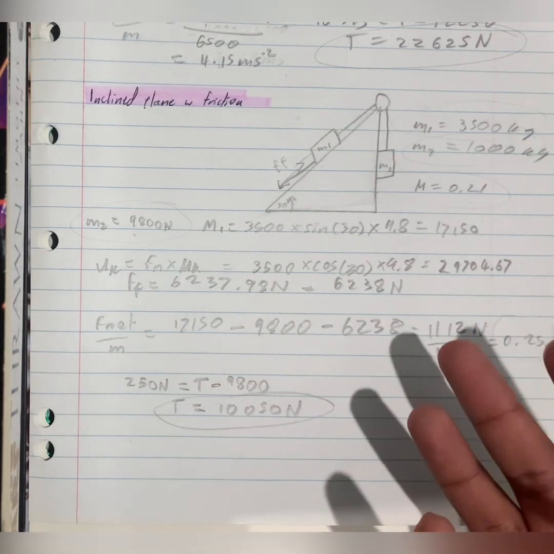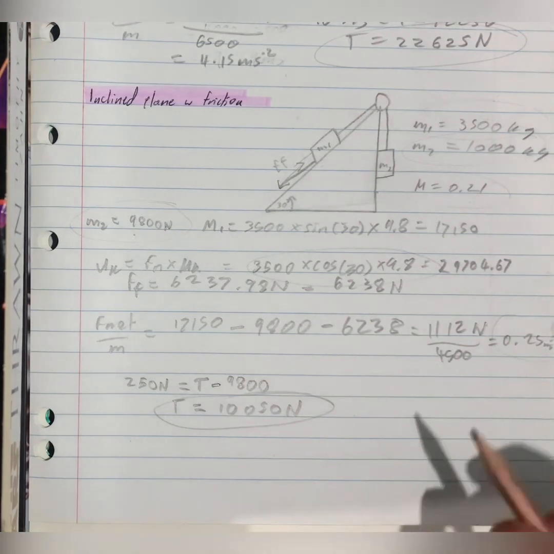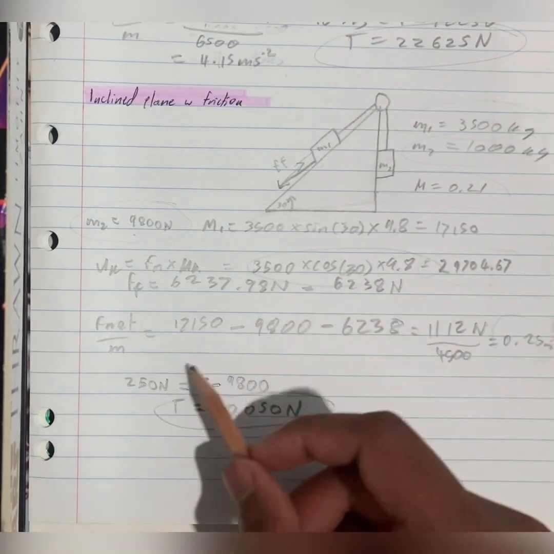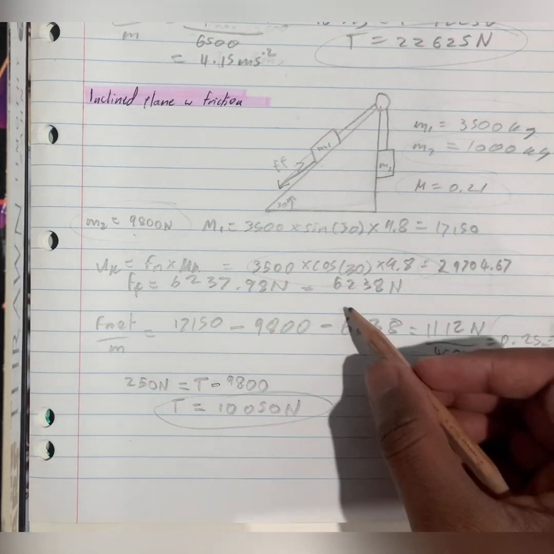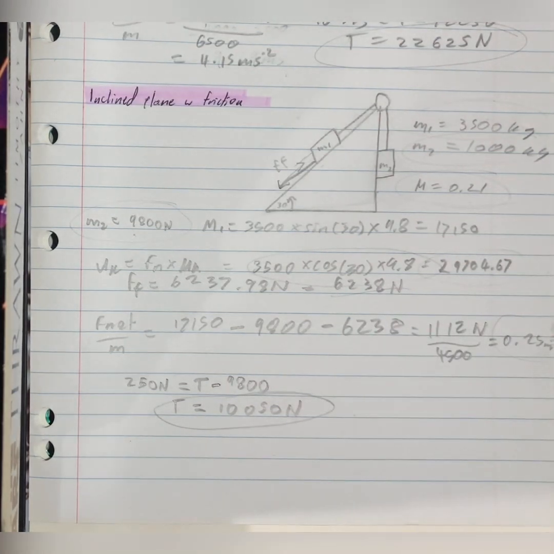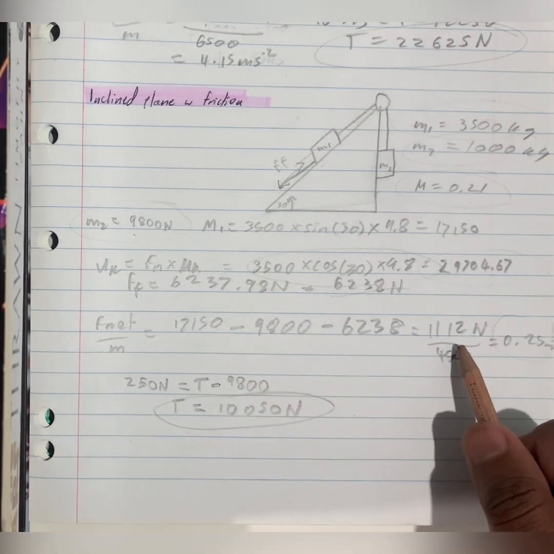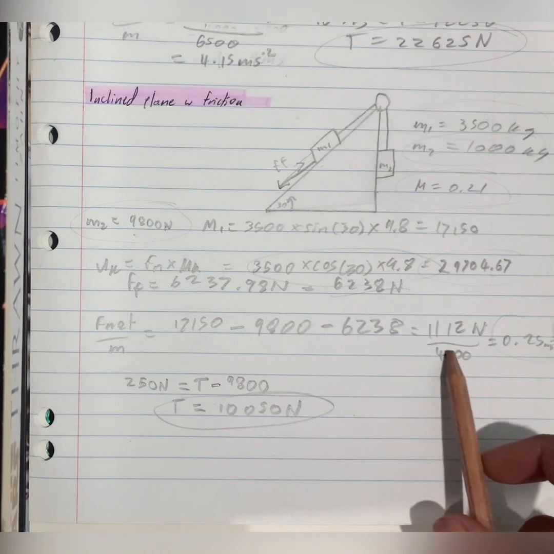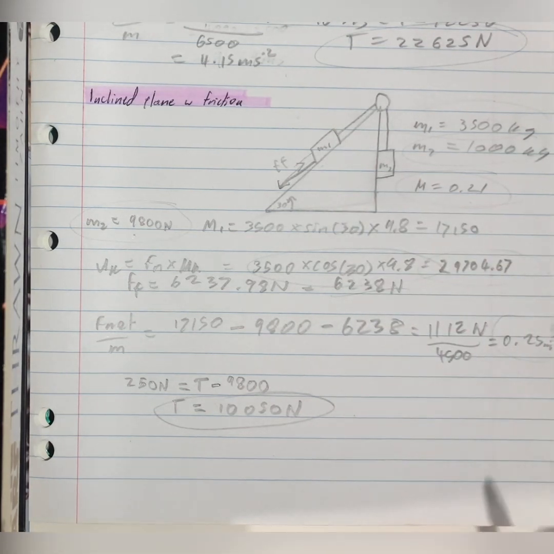We then tried to calculate our friction. And that was simply done by calculating the normal force using this right here, and then multiplying that normal force by the coefficient of kinetic friction to get our frictional force right here. Then, to calculate acceleration, we took away 9,800 newtons and 6,238 newtons from our downslope weight force to get 1112. And then we divided that by the total mass to get our acceleration of 0.25 meters per second squared.